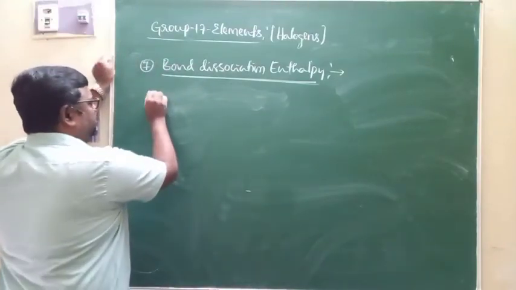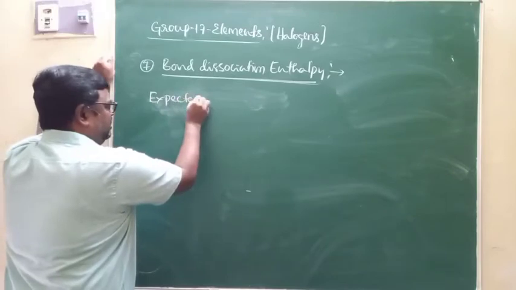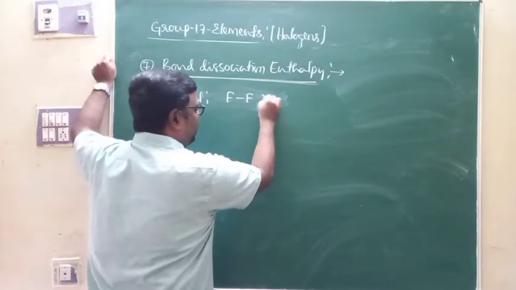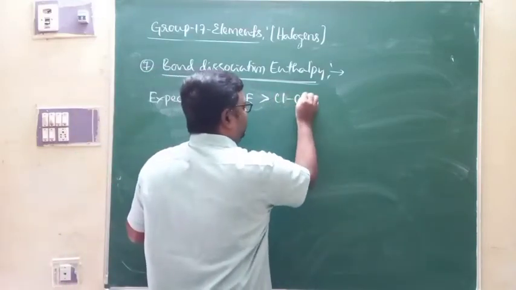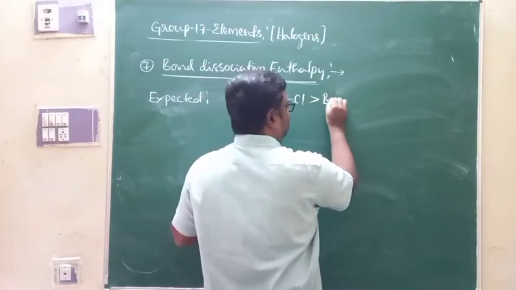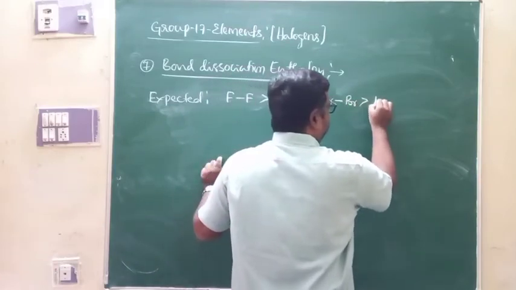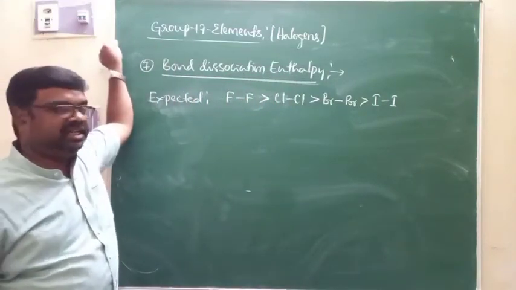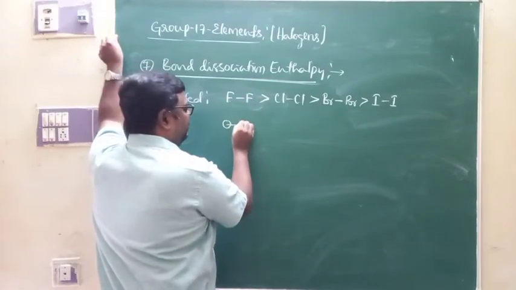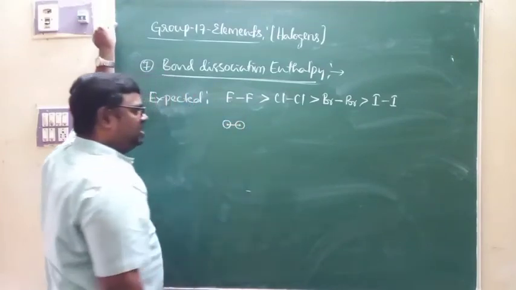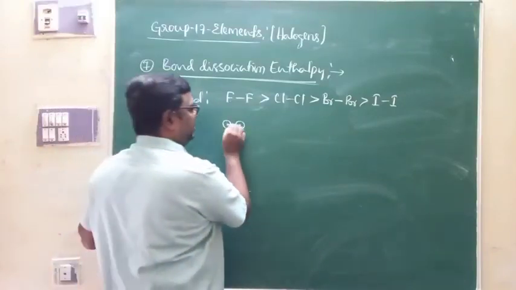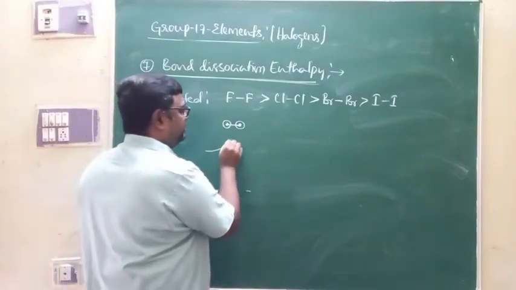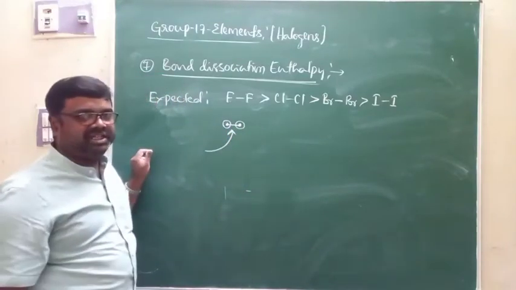As far as the expected bond dissociation enthalpy is concerned, we expect the fluorine to fluorine bond to have more bond enthalpy compared to the chlorine to chlorine bond. That should have more bond enthalpy compared to bromine to bromine, which should have more than iodine to iodine. This is the expected variation. We expect fluorine atoms to be very, very small. Because fluorine atoms are very small, they are very, very close to each other. The force of attraction will be very, very strong, and therefore we expect fluorine to have high bond dissociation enthalpy.